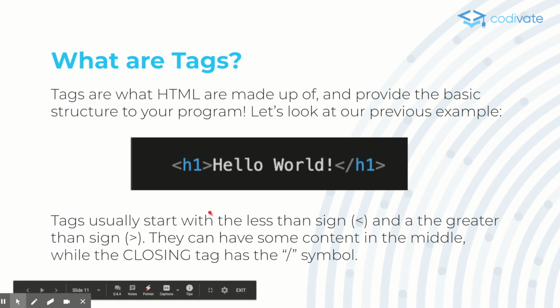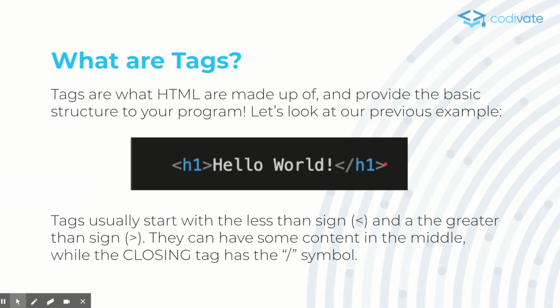So what do these symbols mean, and what are tags? Tags are what HTML is made up of, and they provide the basic structure to our program. Looking at the previous example, this would be considered the opening tag. It would be the less than sign, whatever the element's name is, and then the greater than sign. And the closing tag, or the ending tag, is basically identical, except it has a forward slash after the less than sign. So these are basically tags, and it's what make up HTML.